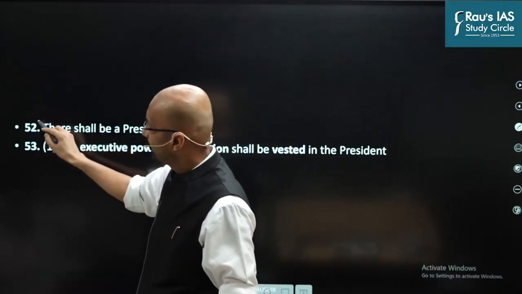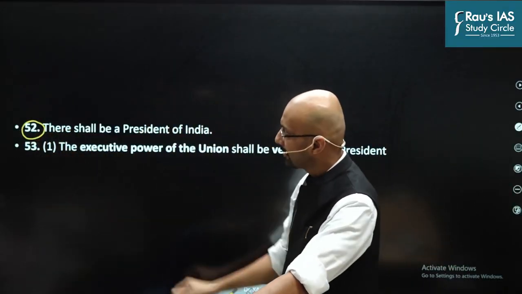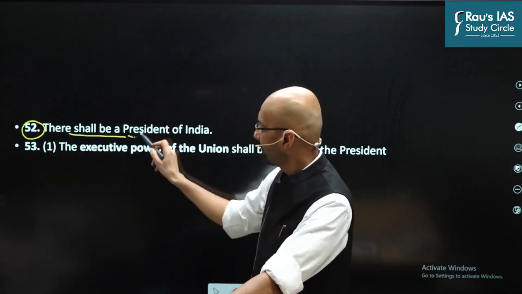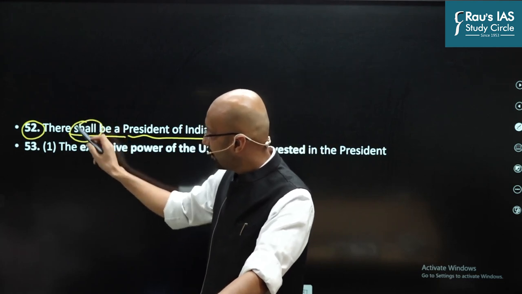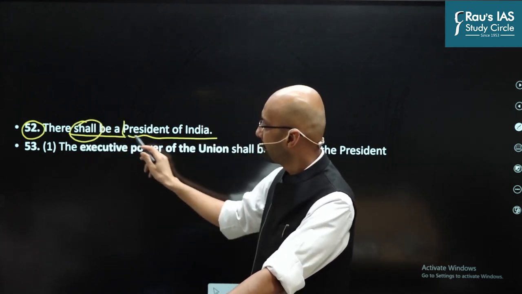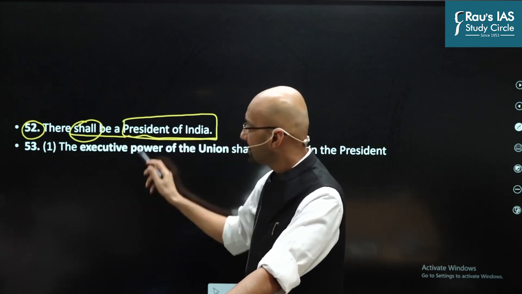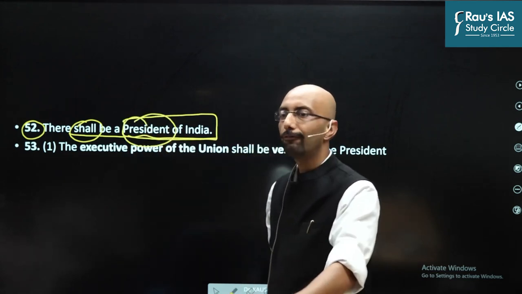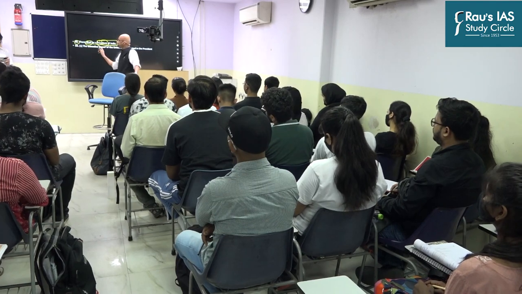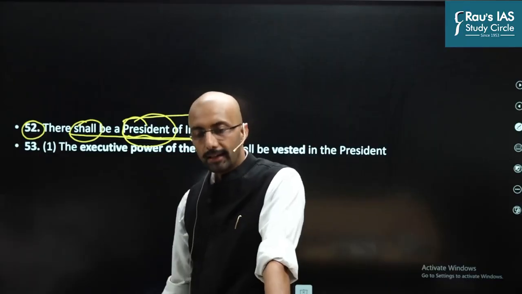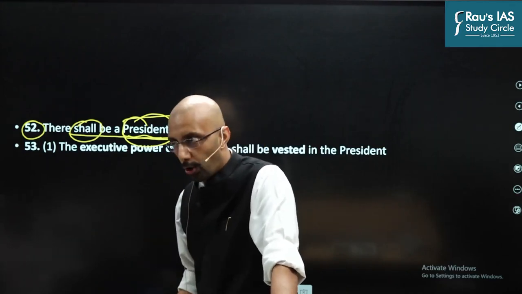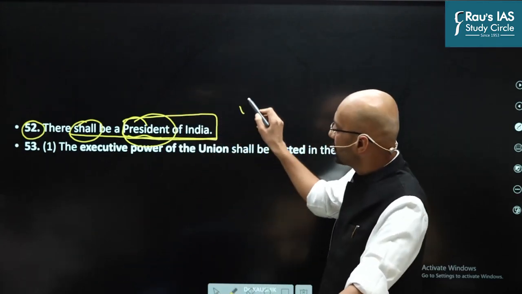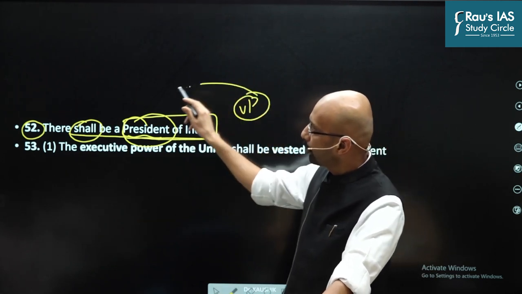First is that there are two articles. First is Article 52. This article clearly says that there shall be a President of India. So there shall means at all times there must be someone who is acting as the President of India. Either it is the President himself, or in case of absence of president, that means if he is unable to discharge his duties, or say in the eventuality of death of president, or his sudden resignation, or his impeachment, the vice president takes over responsibilities of the office of President of India.